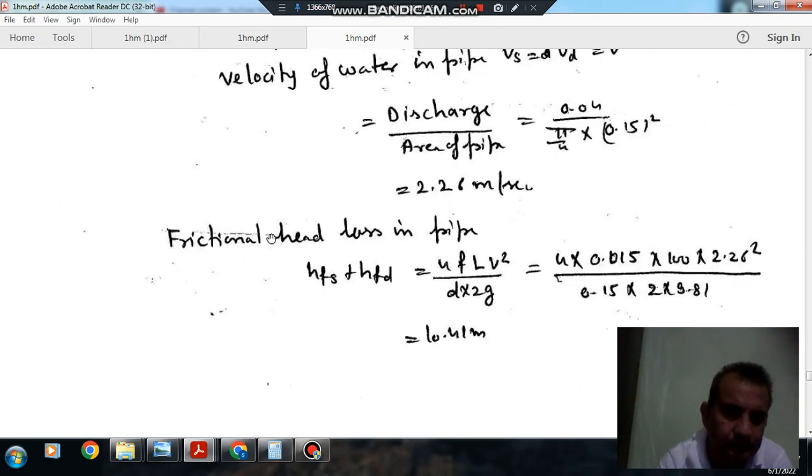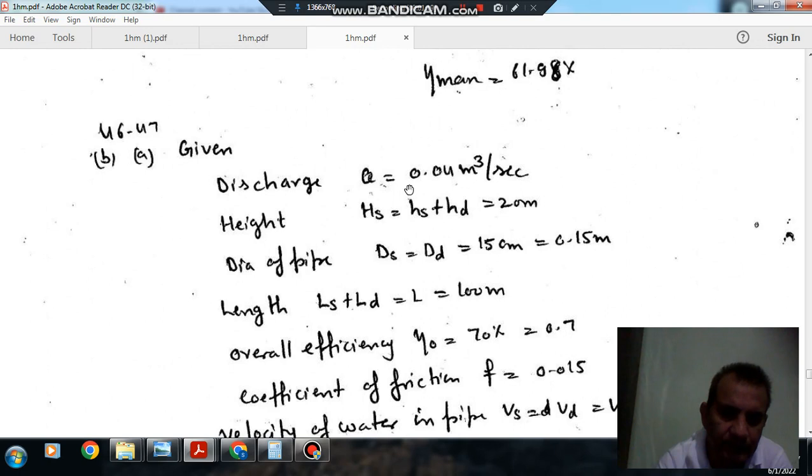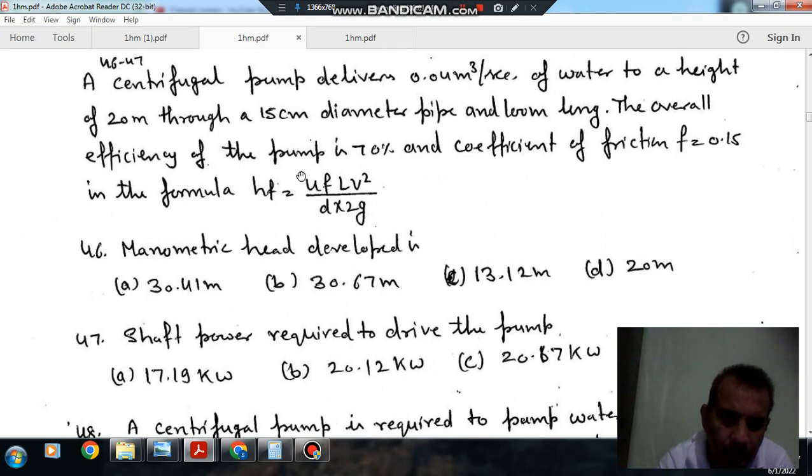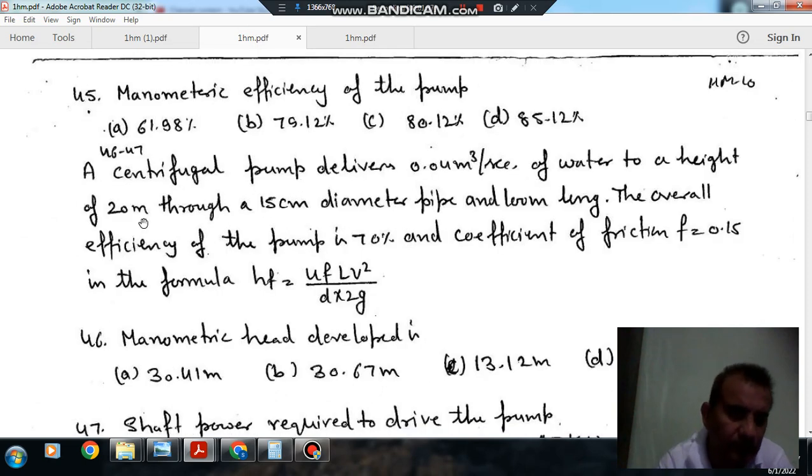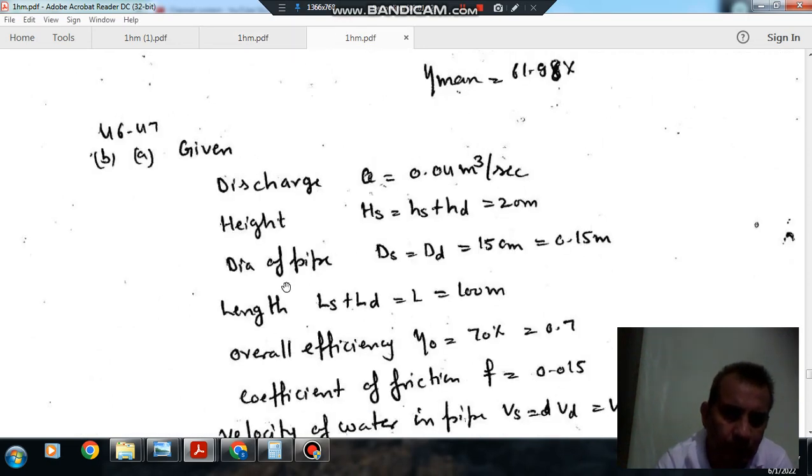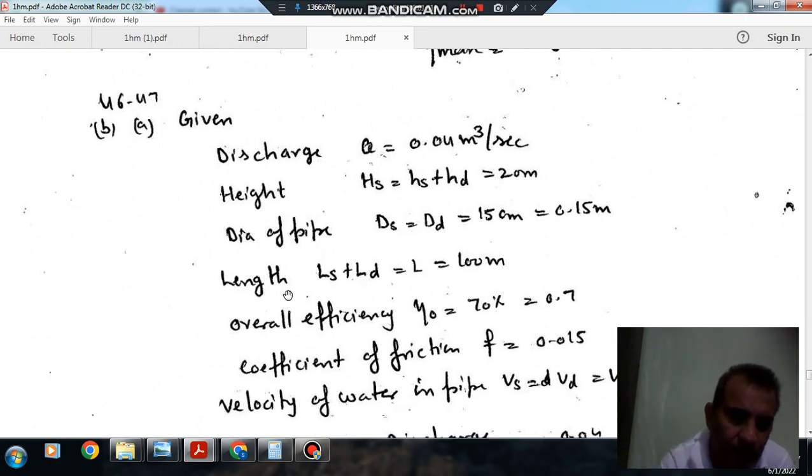So here the discharge is given as 0.04 meter cube per second, and the total head is given as HS plus HD, which is 20 meter. So height is given as 20 meter, that is the summation of suction head plus delivery head. Diameter of suction pipe and diameter of delivery pipe is 15 centimeter, that is 0.15 meter, and length of suction pipe and length of delivery pipe is 100 meter.